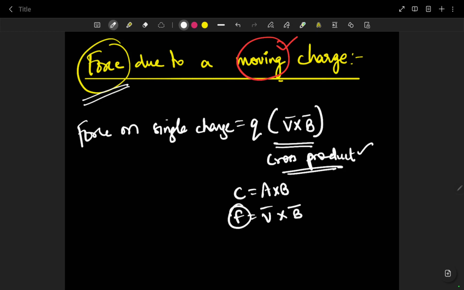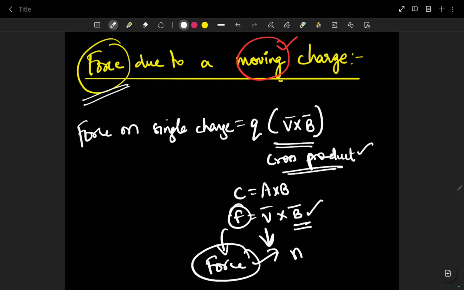So what does this mean? That means your four fingers of your right hand you can use for the direction of velocity, and you have to curl it to the magnetic field to know the direction of force. Whose force is this? The charge that is moving.